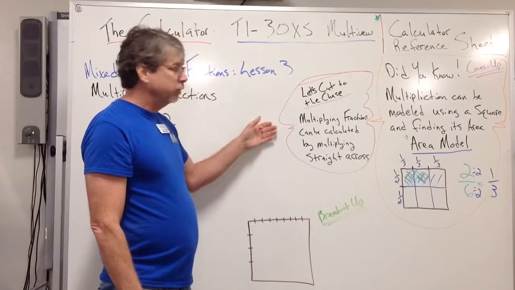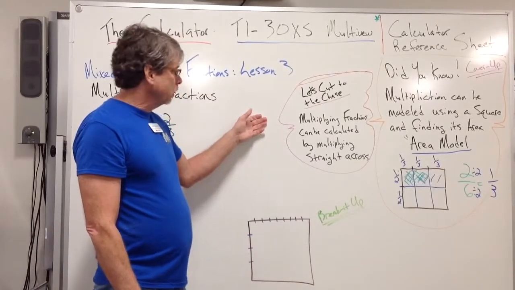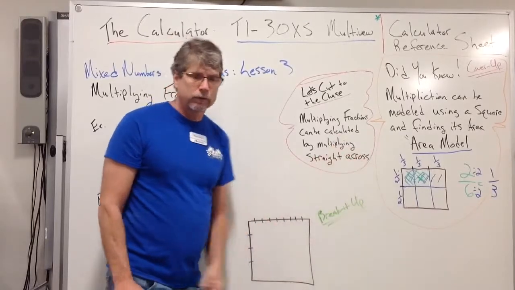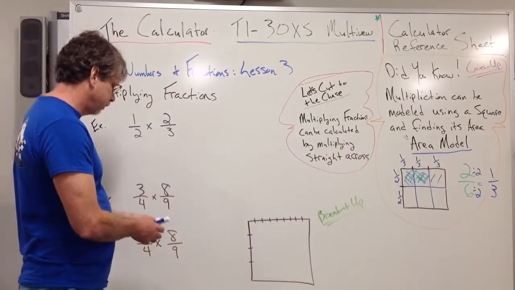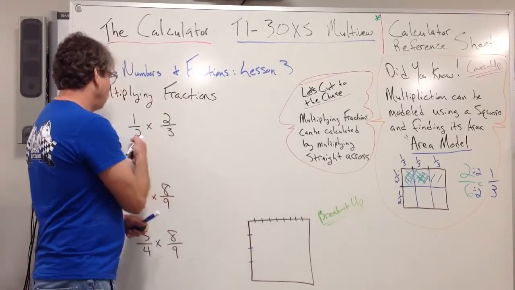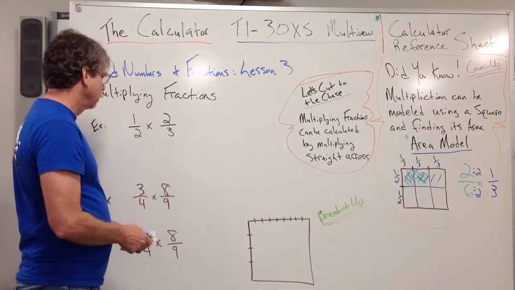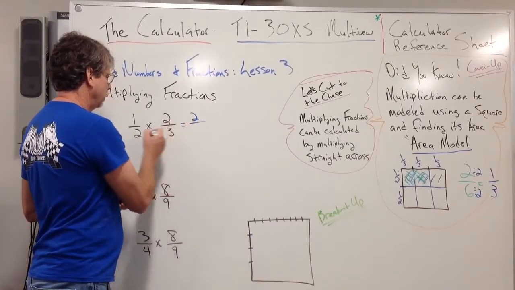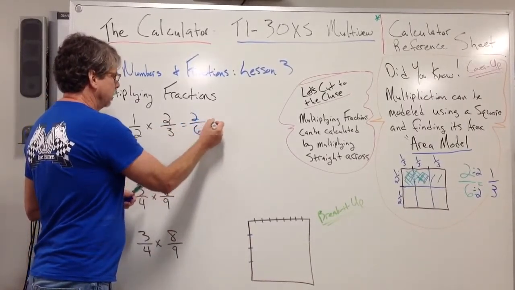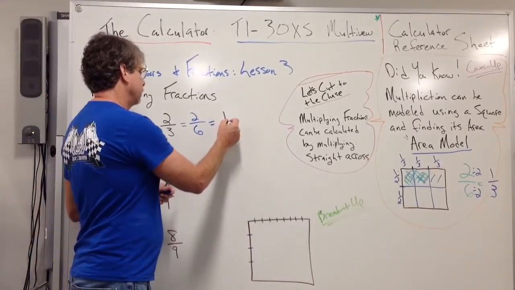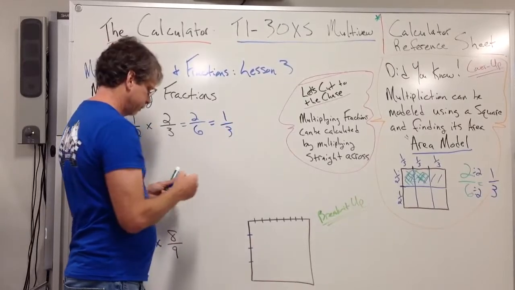We also have a nice little shortcut. To multiply fractions, all you really got to do is multiply straight across. So it's actually fairly straightforward. So if I want to multiply 1/2 times 2/3, I go 1 times 2 is 2, and 2 times 3 is 6, and I get my 2/6 there, and then it will reduce on down to 1/3.